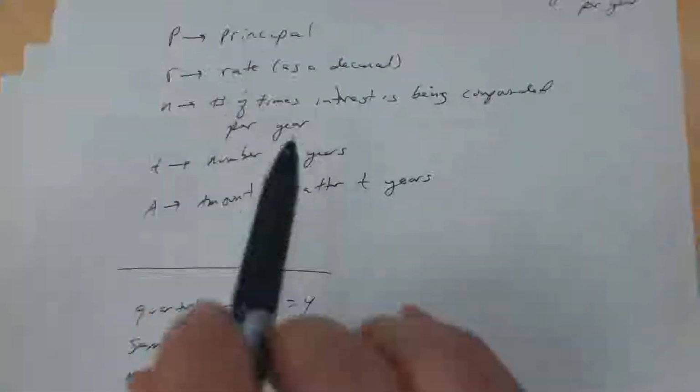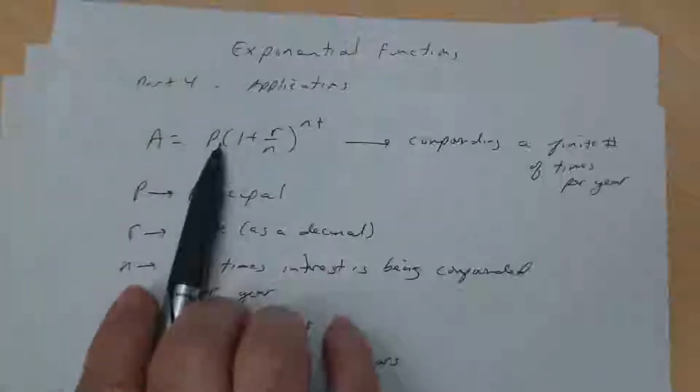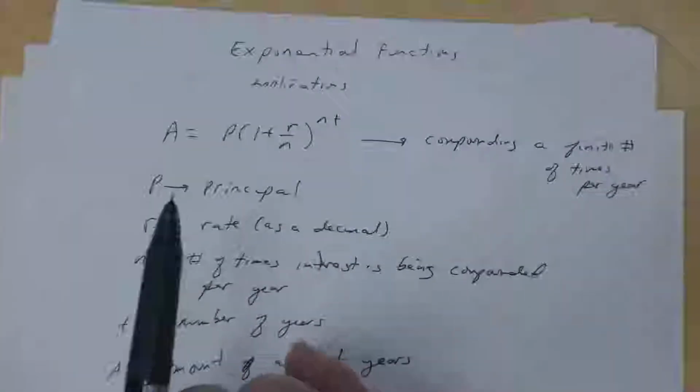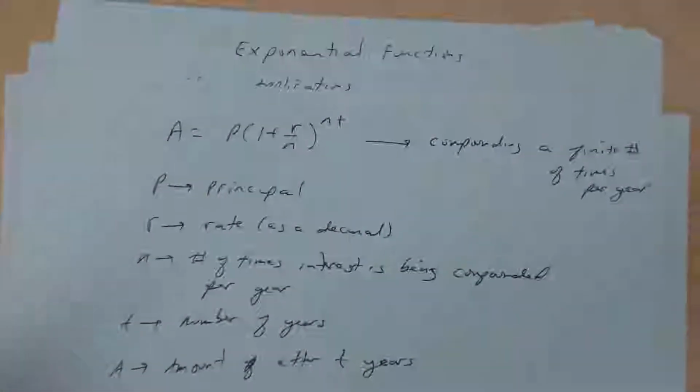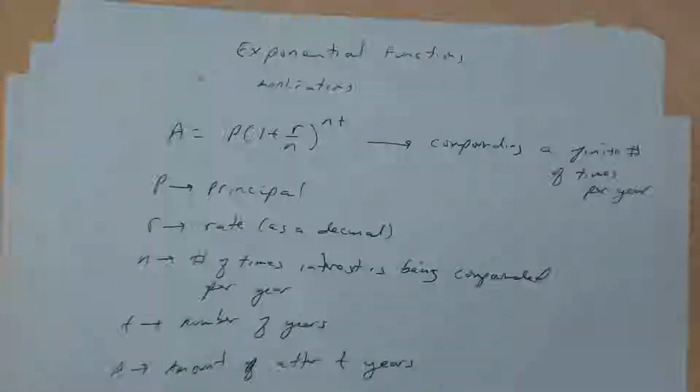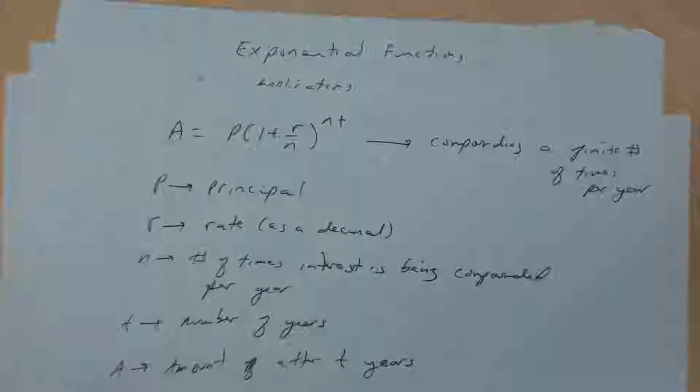Okay, so P in your formula stands for the principal. Sometimes it's also referred to as the original amount. So how much did you invest? How much was the investment? How much was in there originally? That's what the principal is. That's what P is. The rate is the interest rate.